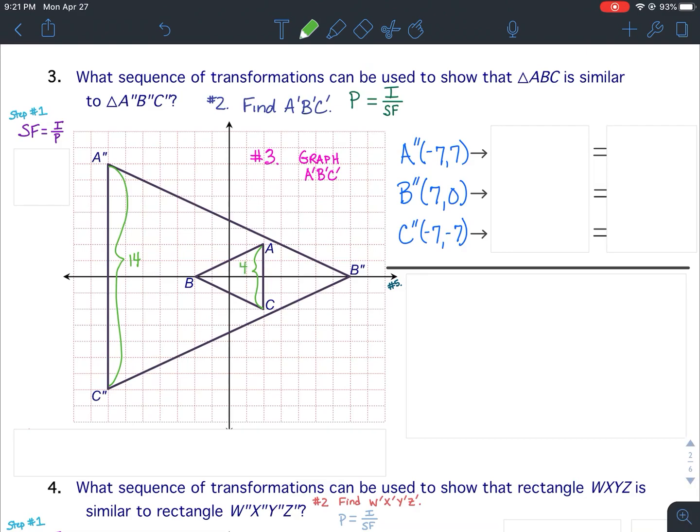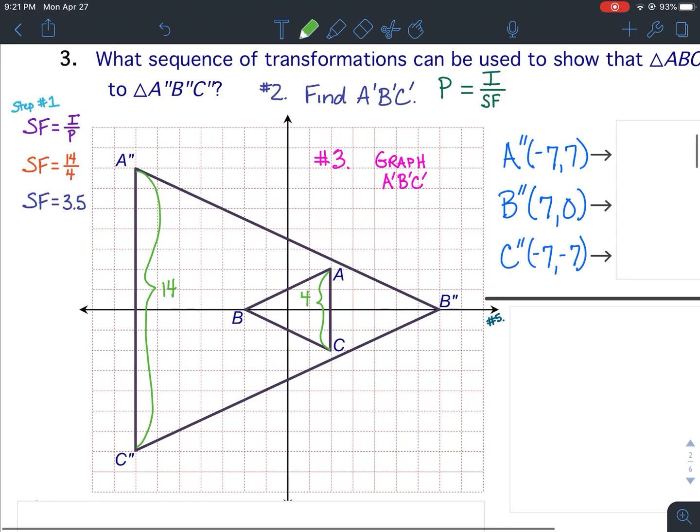So to find my scale factor, I'm going to take 14 and divide it by 4. And 14 divided by 4 is 3.5. So my scale factor is 3.5. Take a moment, pause your video, and get all of step 1 written down.